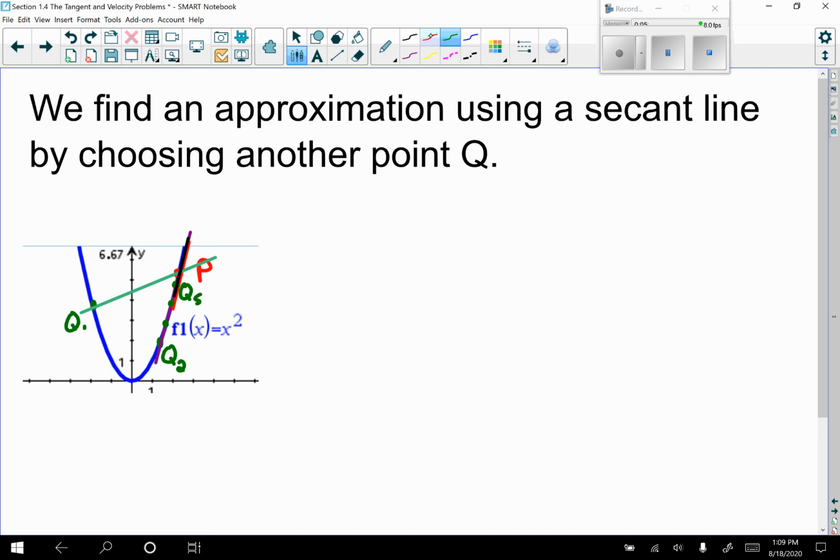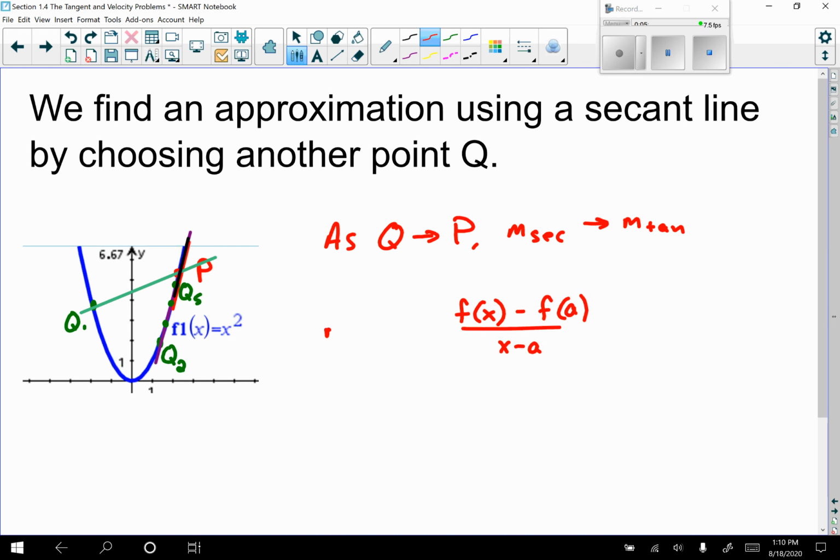So this is how we're going to sort of explain how the slope of the secant line can help us find the slope of the tangent line. As point Q approaches P, so that's what this notation means, as point Q approaches P, the slope of the secant line approaches the slope of the tangent line. We're going to go back to the slope of the secant line formula, which was just f of x minus f of a over x minus a. And the slope of the tangent line is going to equal this, but to show that approaching aspect, we put a limit notation in front of it.